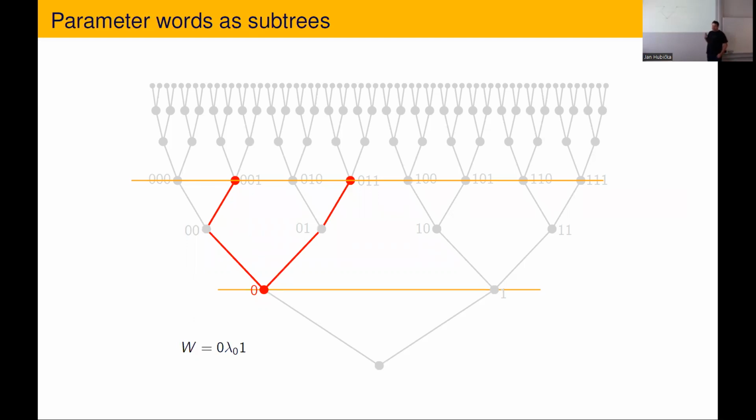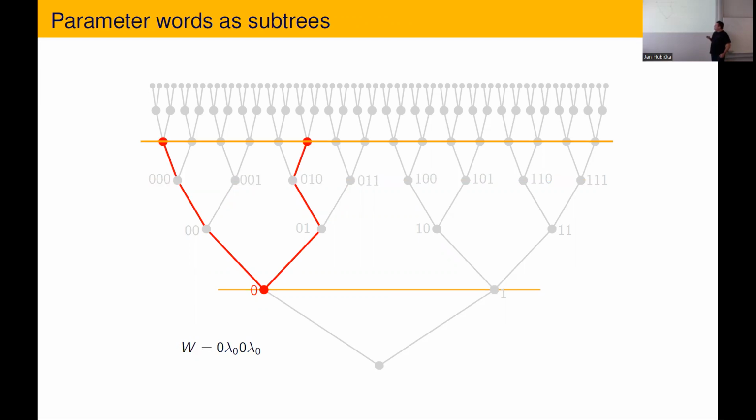And the observation is that I'm describing the strong subtrees, but there's a twist. Not every strong subtree is a parameter word. What I cannot do is continue this size, because I don't have the lambda which would describe that. So the only way to do it is to use another level and make an envelope. So basically, you can think of the parameter words as subtrees which are more restricted than the strong subtrees.